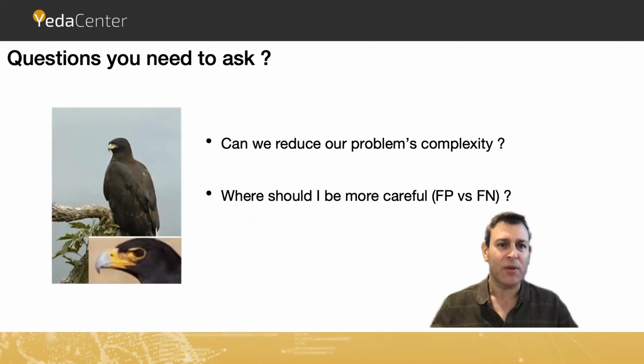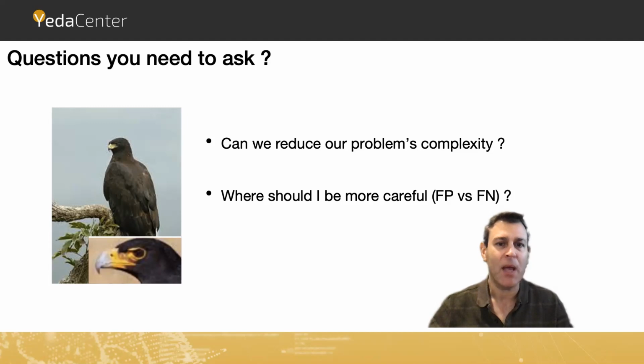Another really important question is, can you reduce the problem complexity? So let's say, for example, here in this picture, you can see an eagle. So you want to identify eagles in pictures. But can you reduce the problem? Maybe you just want a specific black eagle. And this is something that helps us to reduce the problem.